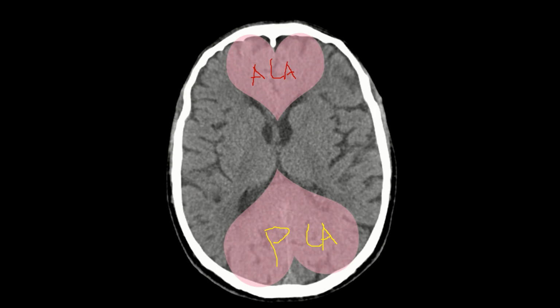So another thing which you need to remember is that this particular region at the center, this kind of butterfly shape, it's almost exactly like the thyroid gland. So that region is supplied by the perforating branches of the middle cerebral artery.